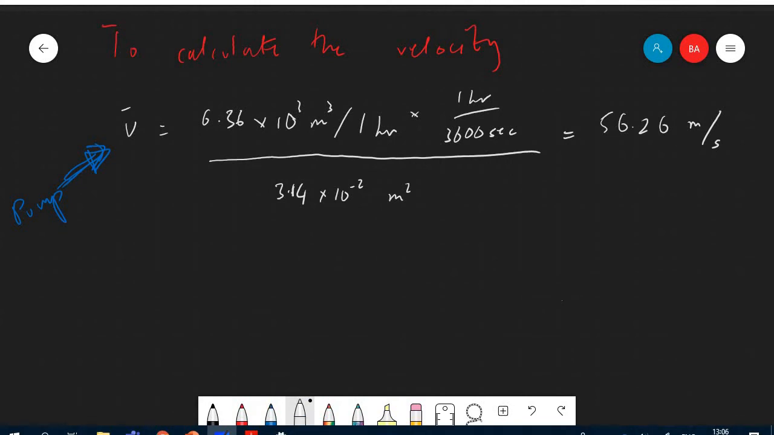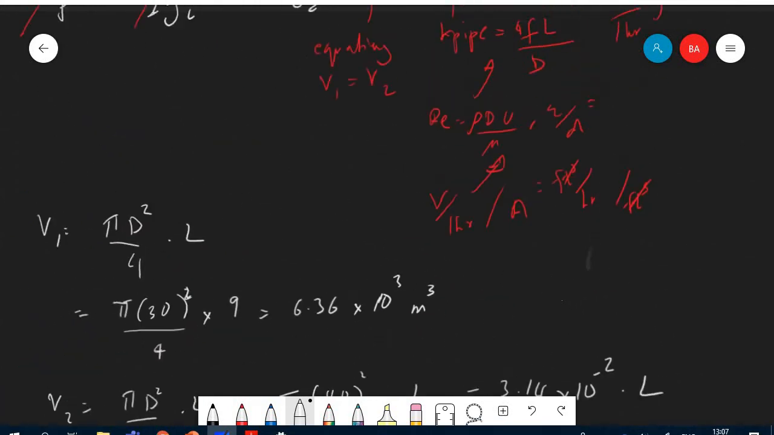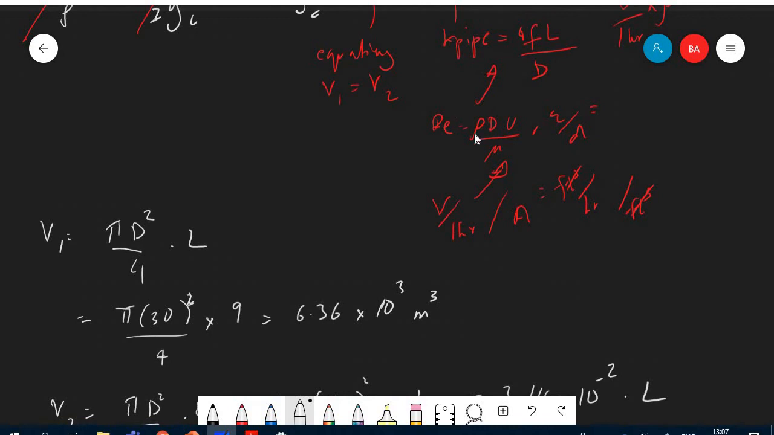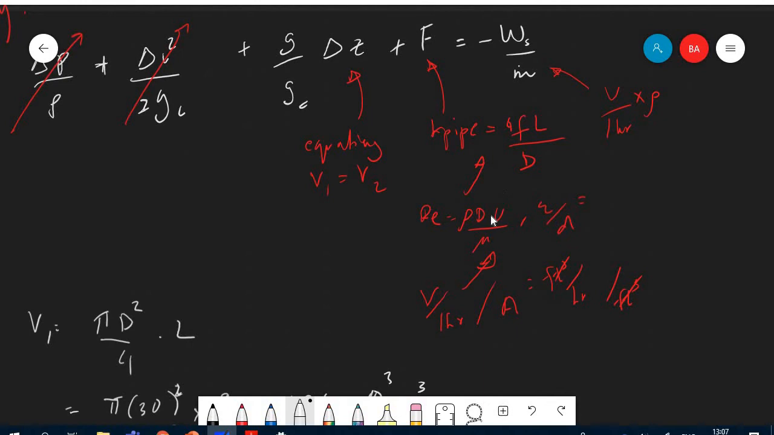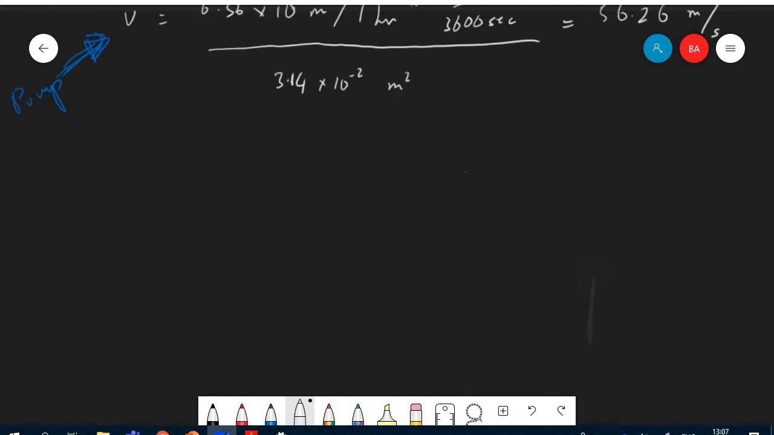Just to remember, what I have found here is the velocity. Why did I find the velocity? It's for two reasons. It's good for the mass flow rate, and it's also important to find the friction factor, right? The Reynolds number and E over D. So I'm going to find the Reynolds number and E over D so I can find the friction factor. So this is what I'm trying to do here.